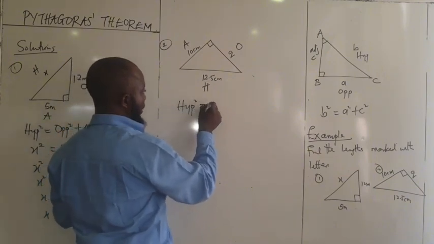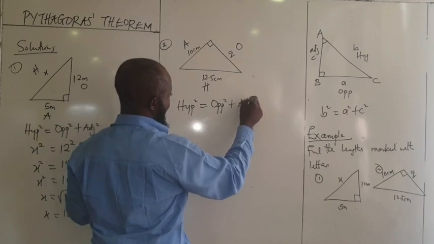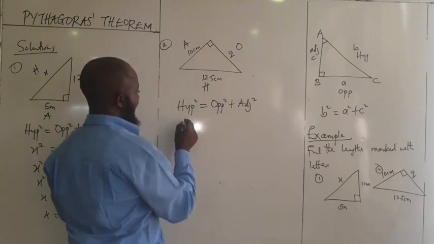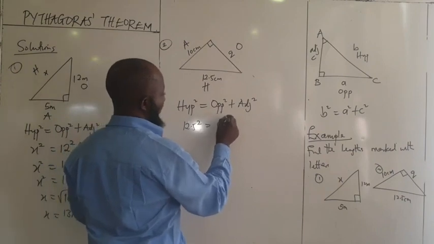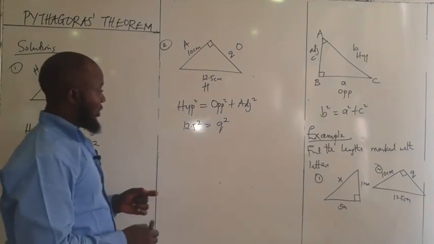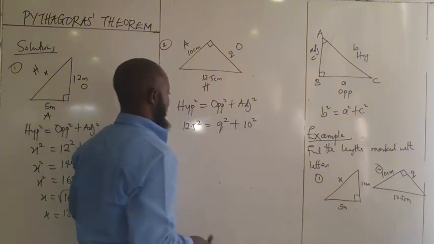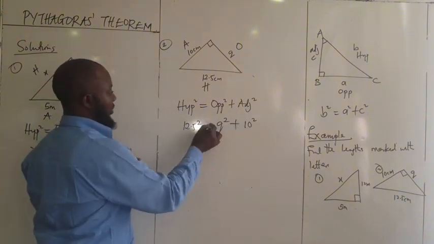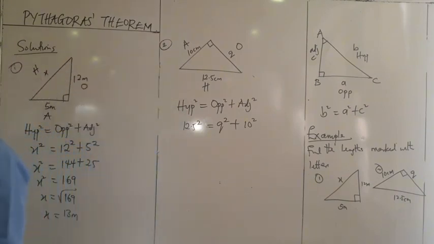Hypotenuse squared equals opposite squared plus adjacent squared. The hypotenuse here is 12.5 squared. The opposite is what we are looking for, that is q squared. Don't just write q plus adjacent squared. That is 10 squared. So it is q that we're looking for. So find the square of this, find the square of this, then make q the subject of formula.